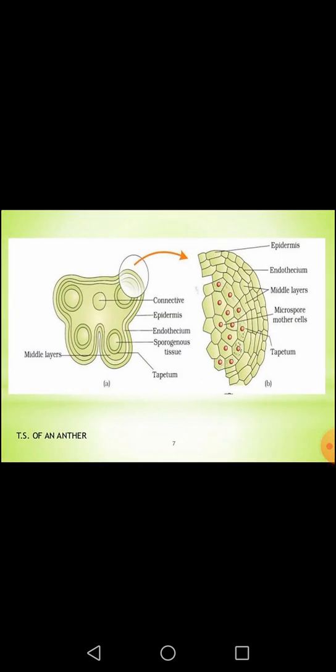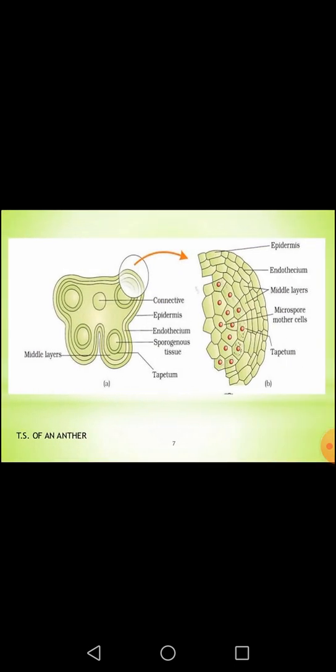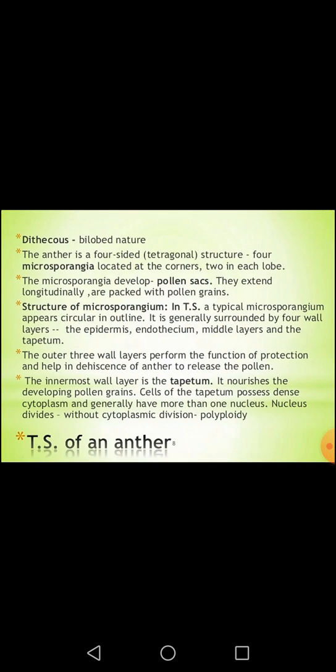Now here in this picture you can see that जो microsporangium है, it appears in a circular outline, and it has four layers of cells. इसके पास cells की four layers होती हैं. The outer layer is called epidermis, then the second layer is endothecium, then the middle layer, and the last one layer is called tapetum. Understood? You can see in the picture epidermis, endothecium, middle layer, and tapetum. So each microsporangium has four layers of cells which are called epidermis, endothecium, middle layer and tapetum.